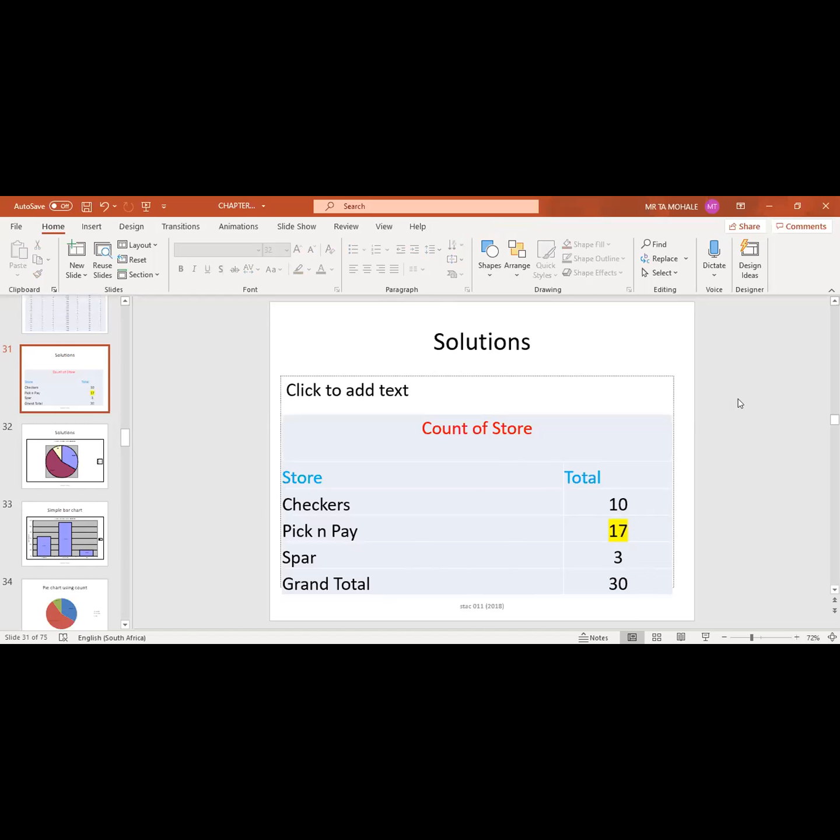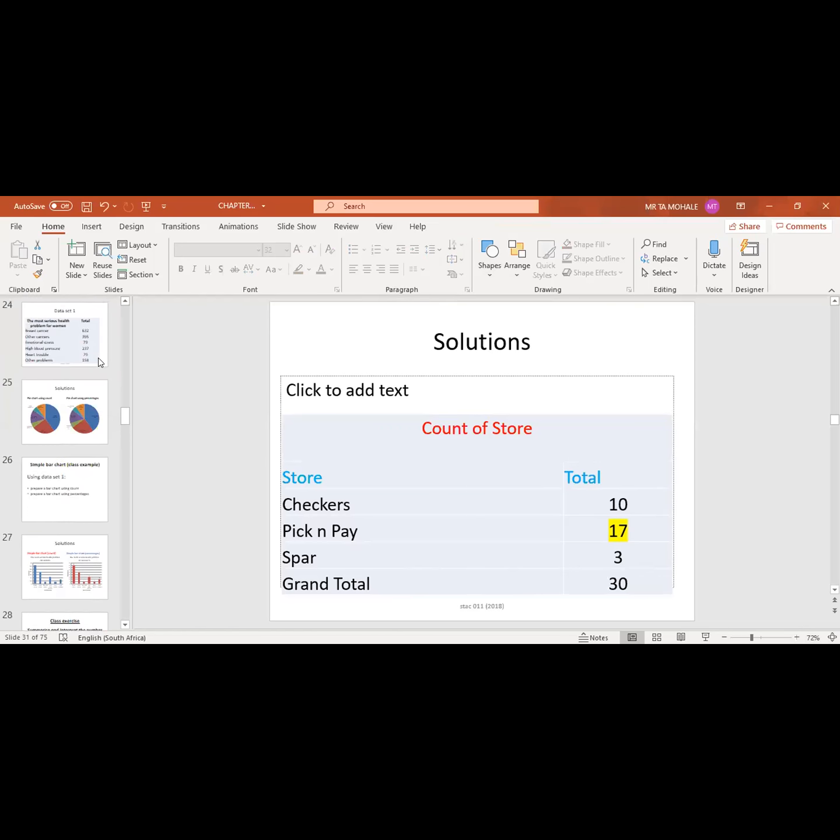So for you to get the percentage frequencies, you take the relative frequency, you multiply by 100. So I don't think you'll fail this one as well.